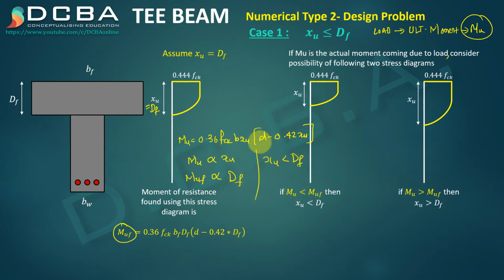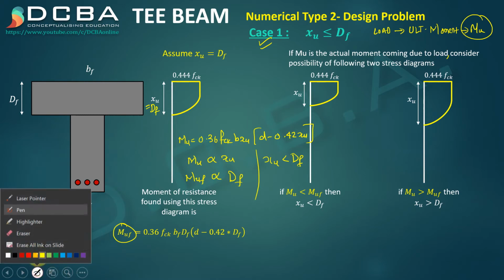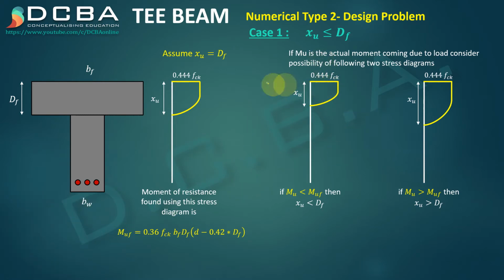So when we know MU and when we know MUF, if we compare both the moment values, we can say whether this xu is less than df or not, and if it is less than df, then our case 1 is correct. So we have to proceed with this case 1. So if MU is less than MUF, then this stress diagram is correct. You can see here xu is less than df, right?